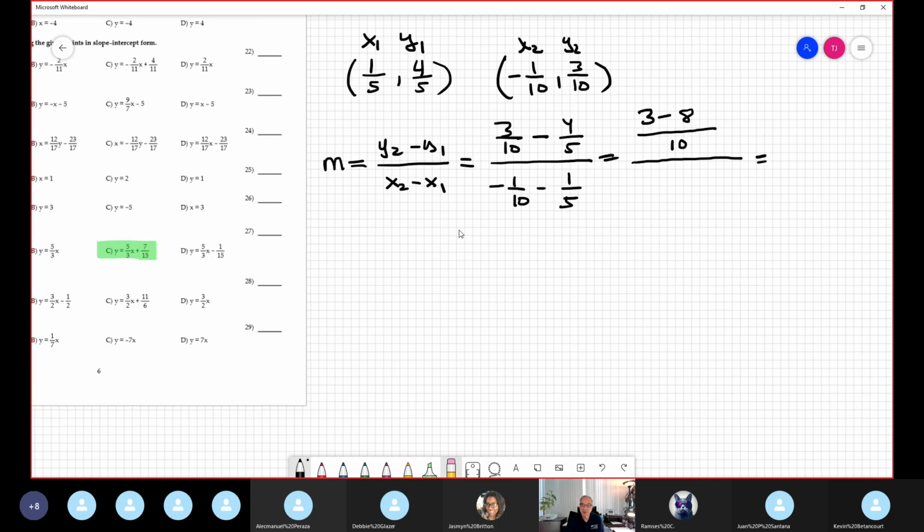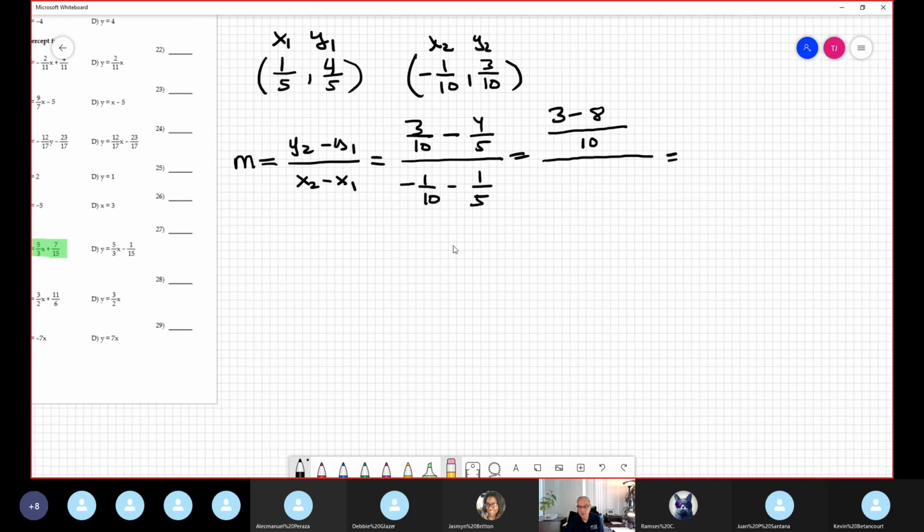Okay, let me finish the top part. 3 minus 8 is negative 5. Negative 5/10. And negative 5/10, okay, sure. You reduce to the lowest terms, it is negative 1/2. Okay, I finished the top part. Now let's move on to the bottom part.